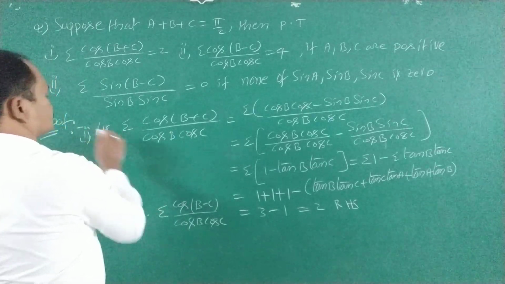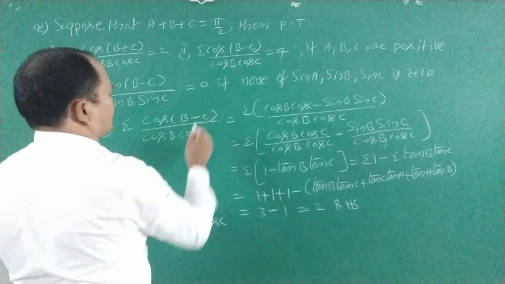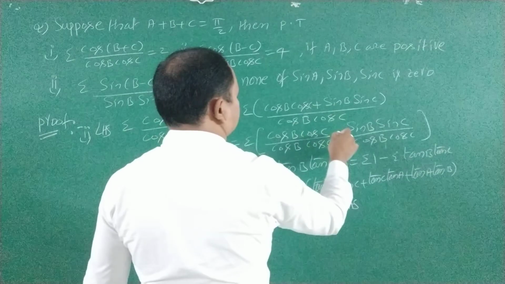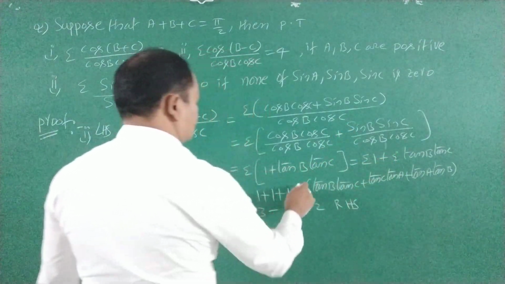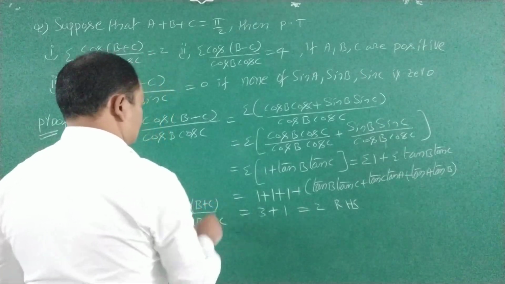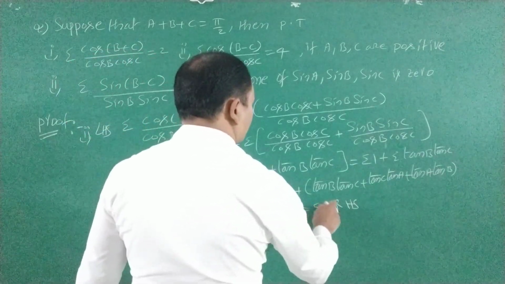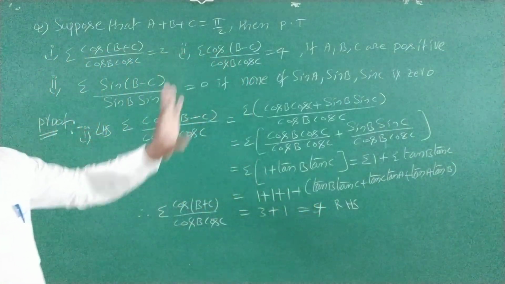Similarly, for the second one, take the second one's LHS. Here it is minus, then this is plus. It is plus, it is plus. That's why it is 4. So the second one's proof is over.